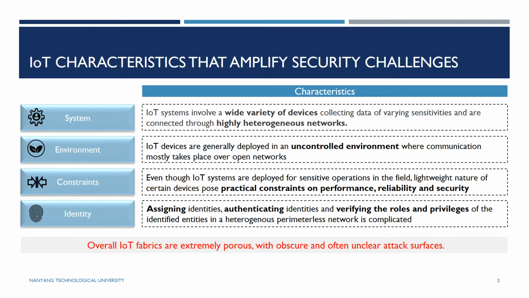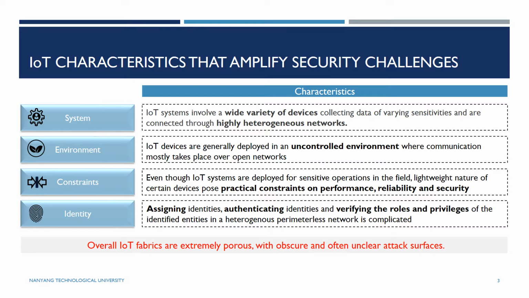Another aspect is the identity of devices. In traditional IT systems, almost all the security mechanisms are based on cryptography or authentication, and ultimately rely on the notion of identities of each of the entities in the systems, whether it's devices, servers, or users. In the case of IoT systems, assigning identities, authenticating identities, and verifying the role and privileges of the identified entities in a heterogeneous perimeterless network is a lot more complicated. Take note of this distinction, the heterogeneous perimeterless networks, which, as mentioned before, are very different from traditional IT systems.